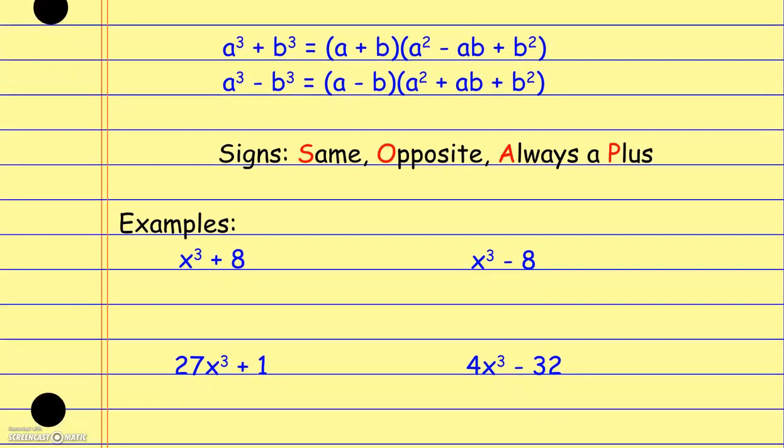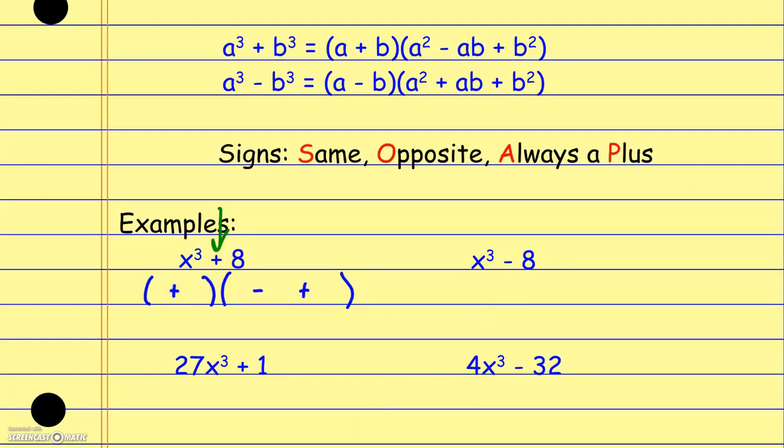If I look at this guy, x cubed is a perfect cube, 8 is a perfect cube, so this is a sum of cubes. So it's going to factor into a binomial and a trinomial. So I always set up the binomial and the trinomial first. So a little set of parentheses and a big set of parentheses. And now I fill in the signs. Since this is a plus sign here, my first sign is going to be the same, which is a plus sign, then the opposite, which is a minus sign, and then always a plus. SOAP, same, opposite, always a plus.